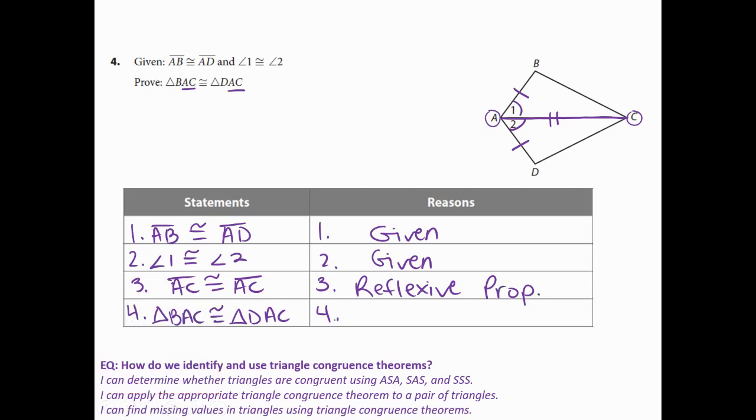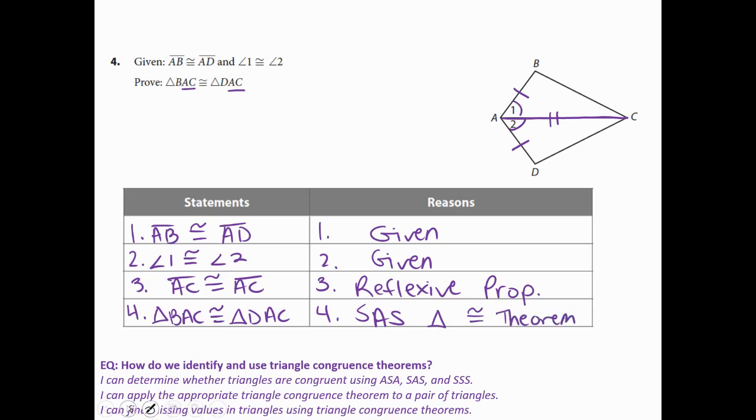There we go. And then our reason at that point would be, if we look at what we have marked on our diagram, we have side, angle, side. Side, angle, side. So that would be side, angle, side. And yes, that's all you have to write, just the SAS. And if you want to be a little bit fancier, you could say SAS, triangle congruence theorem, but just SAS is fine.